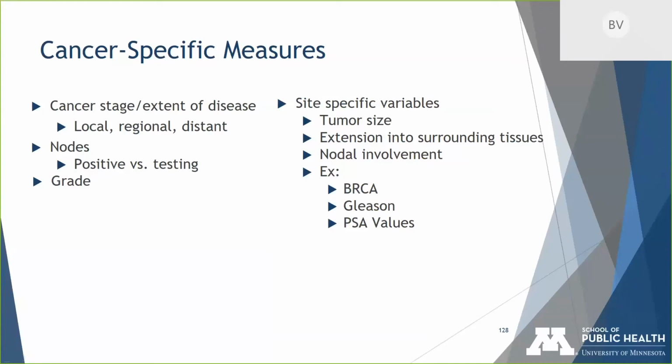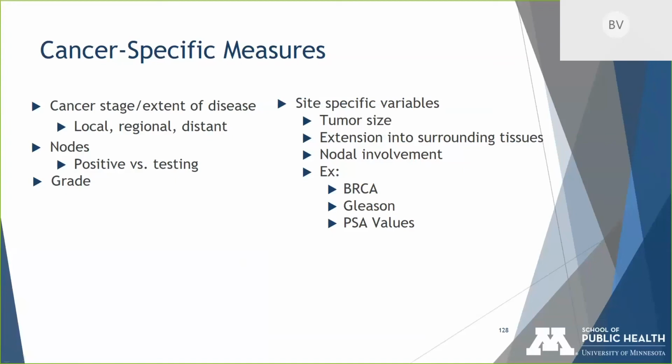For cancers where the size of the tumor influences staging, then you'll get information on tumor size. You also get information on lymph nodes. You get information on whether or not lymph nodes were tested, and if they were tested, were there any positive nodes, how many nodes were found, how many nodes were tested. And then you also have information on the grade of the disease. So if there was a biopsy, how well differentiated are the tumor cells.